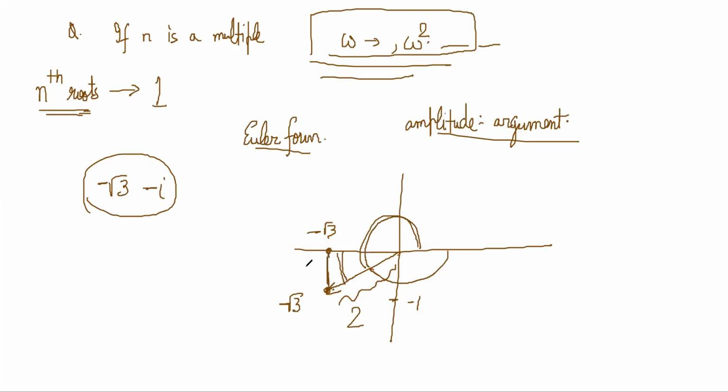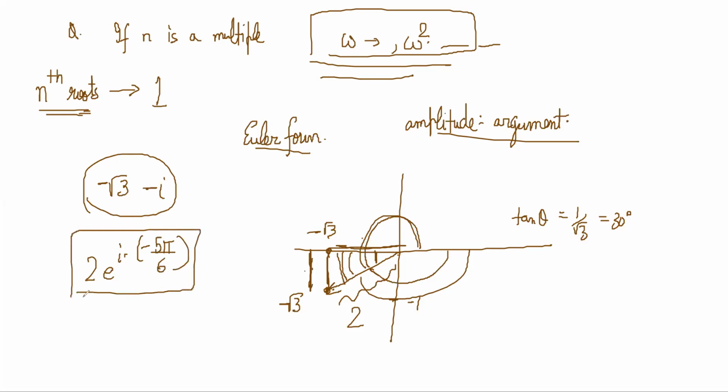This is 1 and this is root 3, right? So tan of theta will be 1 by root 3, right? So this is 30 degrees. So this extra angle is 30, so it should be 150 like this. So it will be 2 e power i minus 5 pi by 6. You understand? Don't try to remember any formula here, otherwise everything will be confused. Think of it by the figure. So give one or two other examples. Any other one?